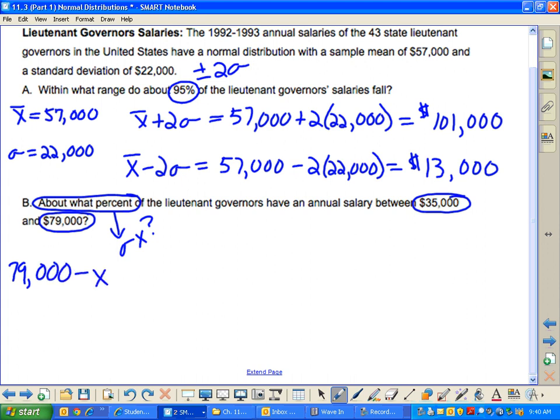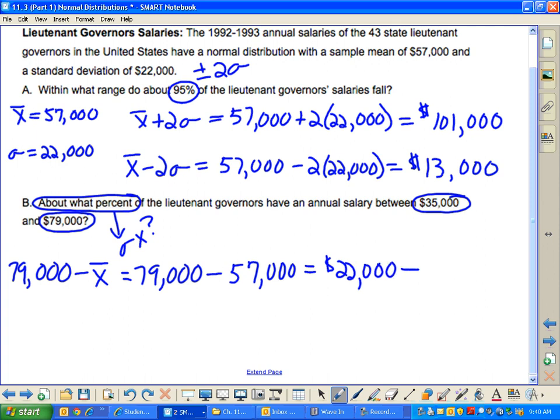Ultimately, I'm going to figure out how that differs from the mean. In other words, I'm going to subtract the value of the mean. Difference in math class means subtract. So this tells me how my mean differs from $79,000. In other words, I'm doing $79,000 and subtracting my mean salary of $57,000. Hey, look at that. I get $22,000. That is one standard deviation above the mean.